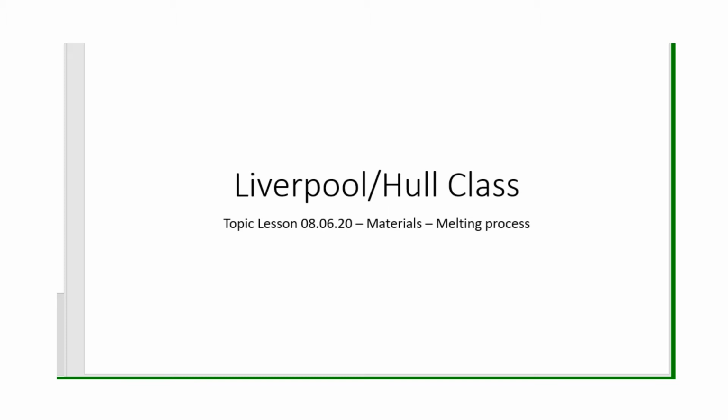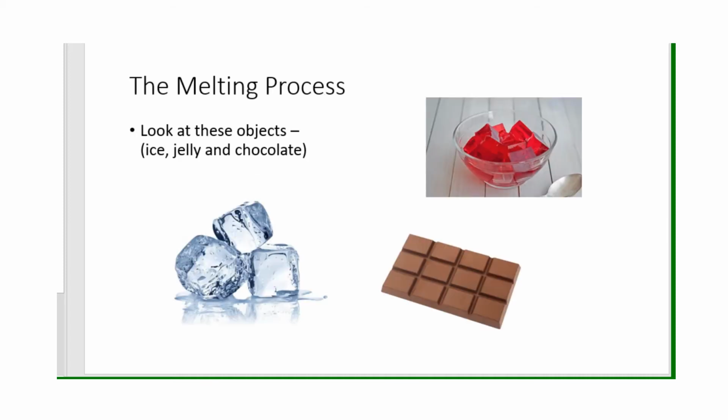I hope that you're well and that we're going to have a look at some materials. Now, this isn't materials like you've just done, like wood things and metal and copper. These are all about changing materials and about the melting process. Have a look at these three objects: ice, jelly and chocolate.